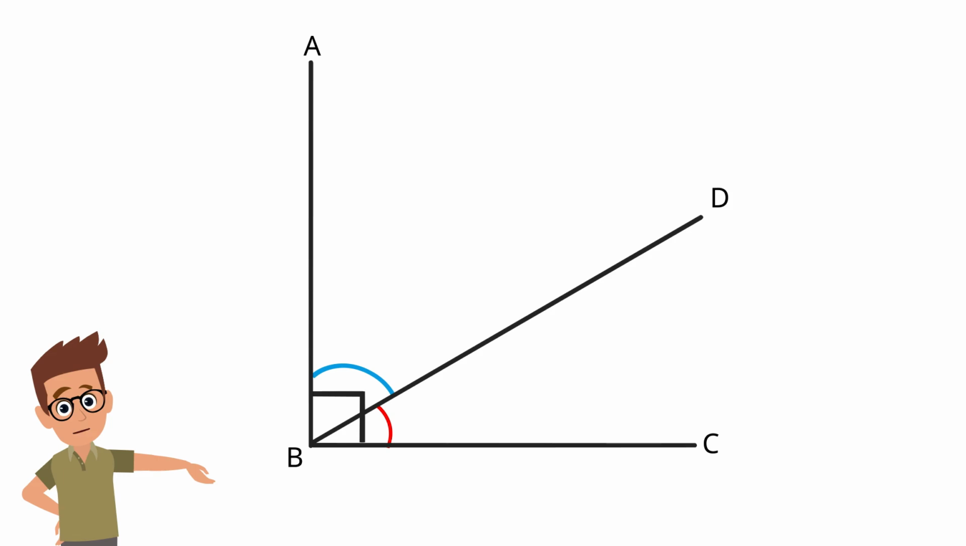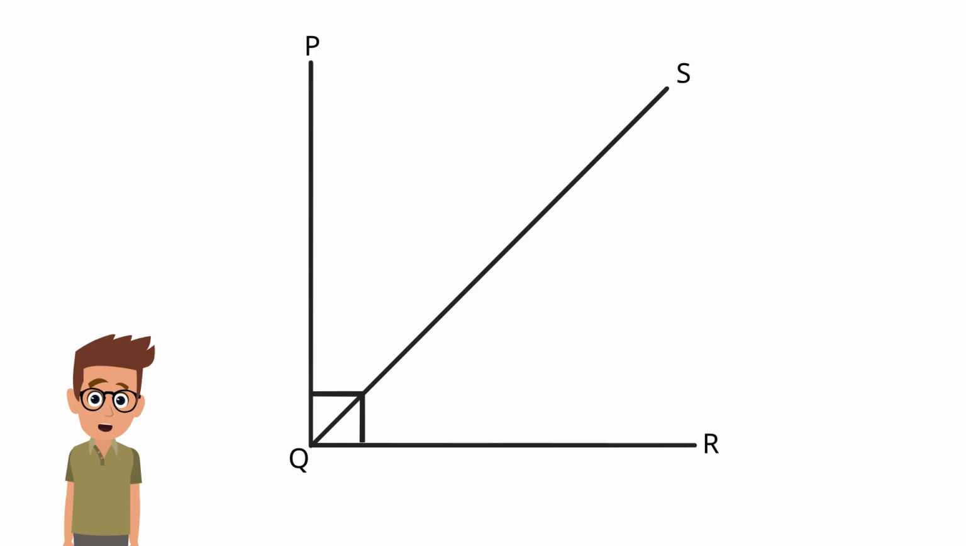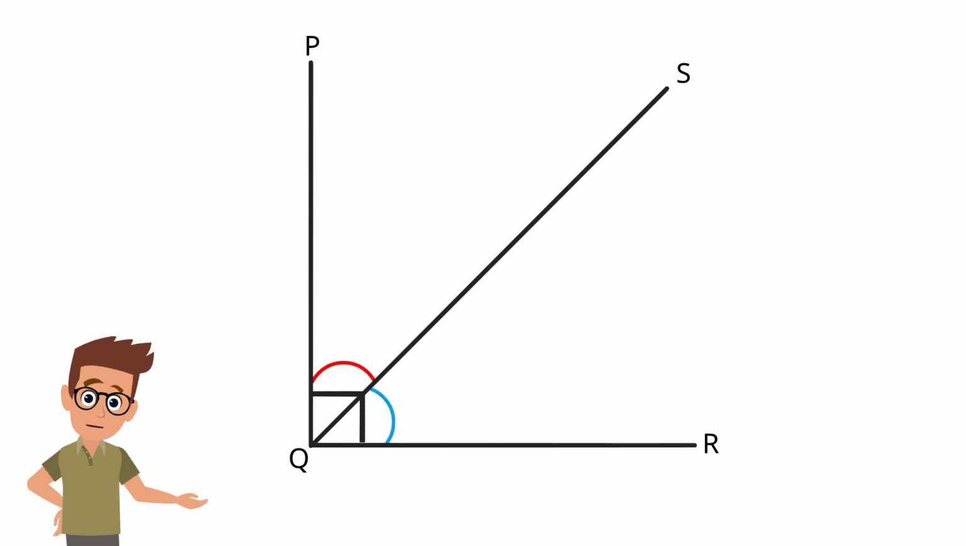If angle ABD is 60 degrees, what is angle DBC? Angle ABD and angle DBC are complementary angles that add up to 90 degrees. So, since angle ABD is 60 degrees, angle DBC is 90 degrees minus 60 degrees equals 30 degrees. Let us look at another pair of complementary angles.